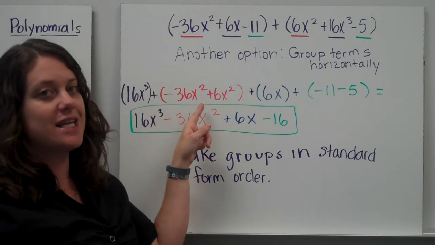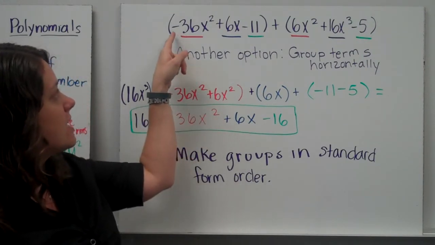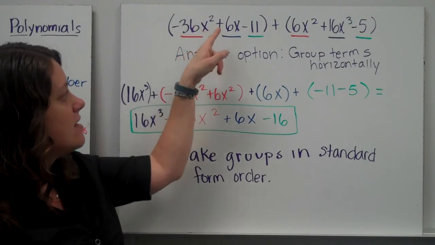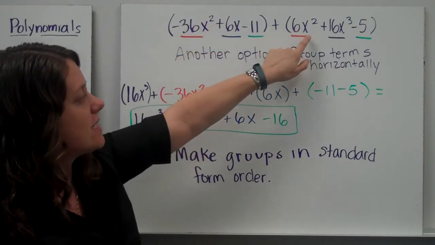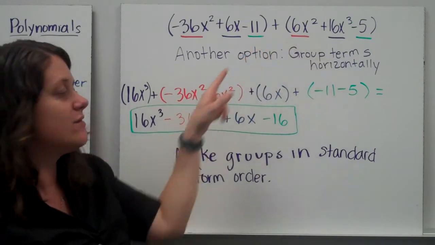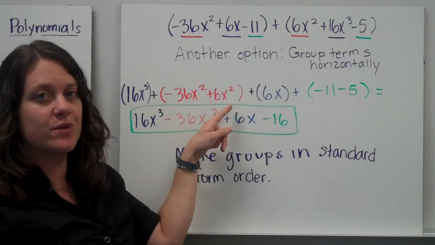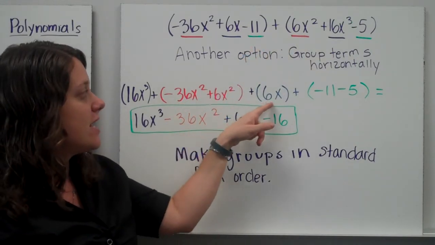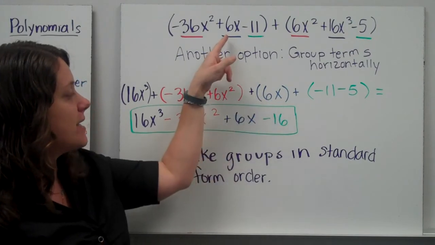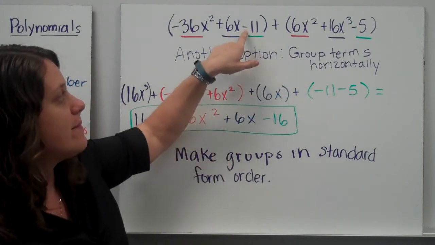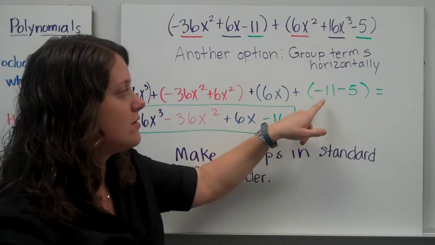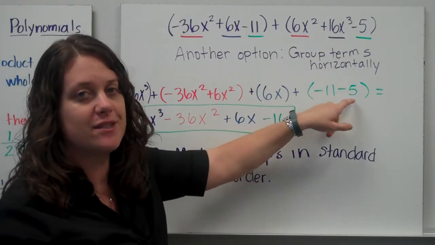And I make sure I take the sign in front of them. So notice this was a negative 36x squared. And notice this was 6x squared, so I know that's positive. So I put a plus 6x squared. Okay, then I have the 6x, which was just by itself. And then I had a minus 11 and a minus 5, so I put minus 11, minus 5.